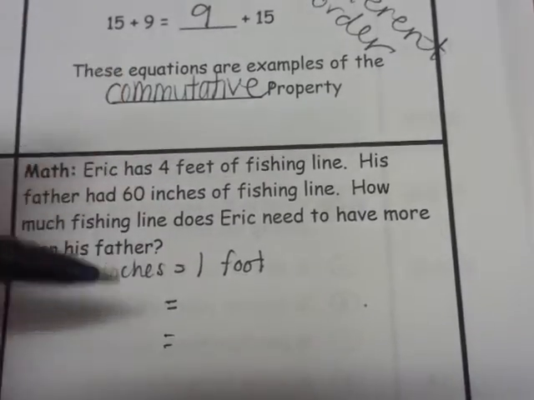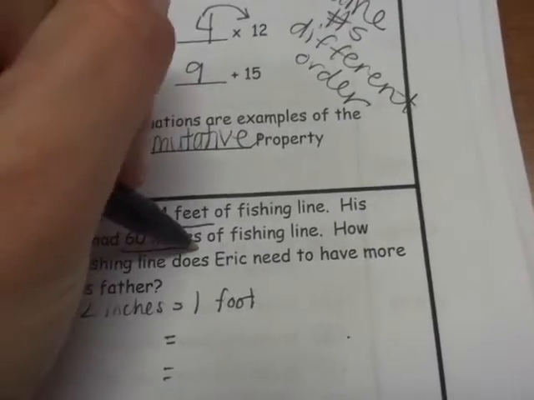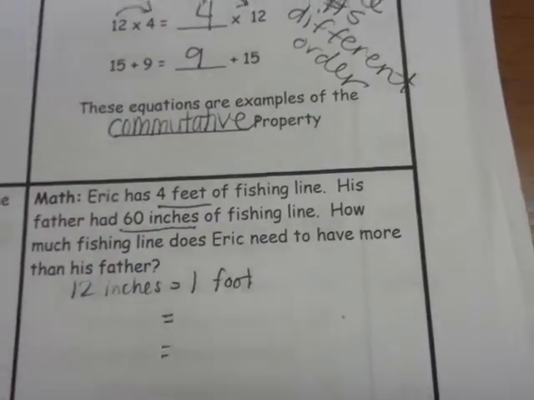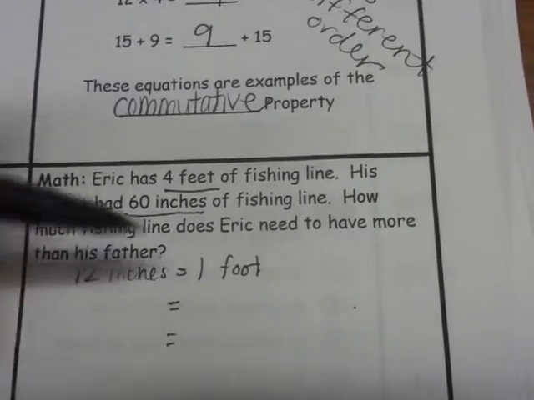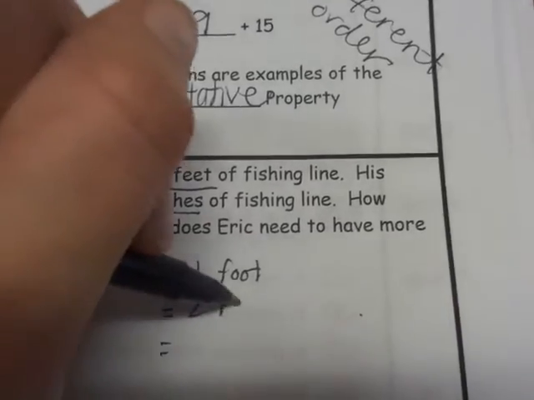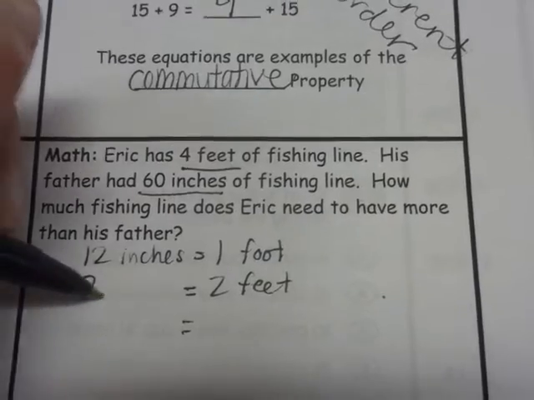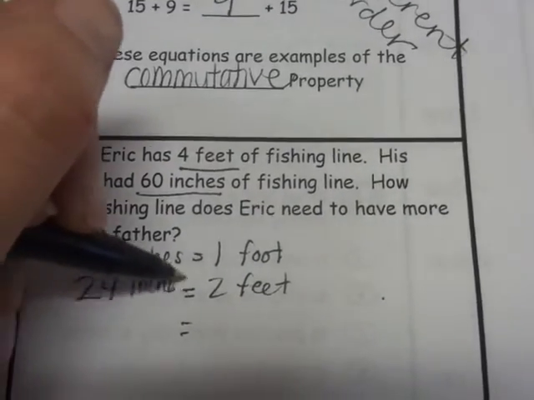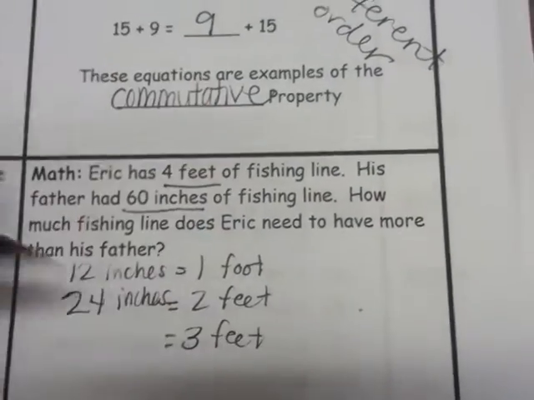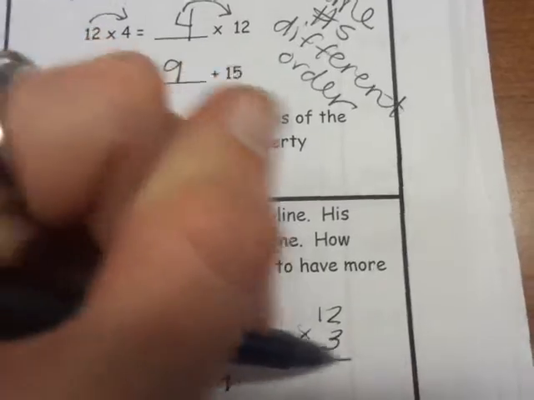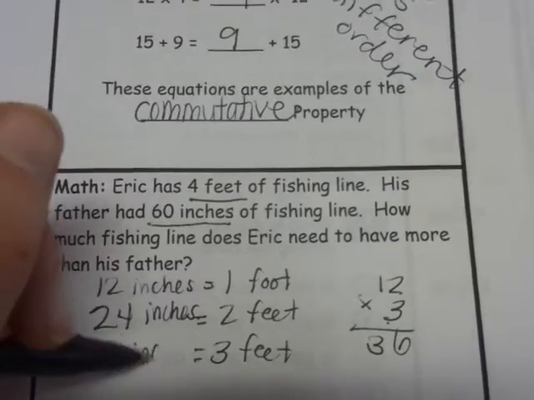So let's get both of these in inches. Okay? So we know he has 4 feet and he has 60 inches. So let's figure out how much 4 feet equals in inches. So 12 inches equals 1 foot. If I double 1, I get 2. If I double 12, I get 24 inches. Or if I do 2 times 12, it's 24. 3 feet, if I multiply that by 12, 12 times 3 is 36. That's how many inches equals 3 feet.